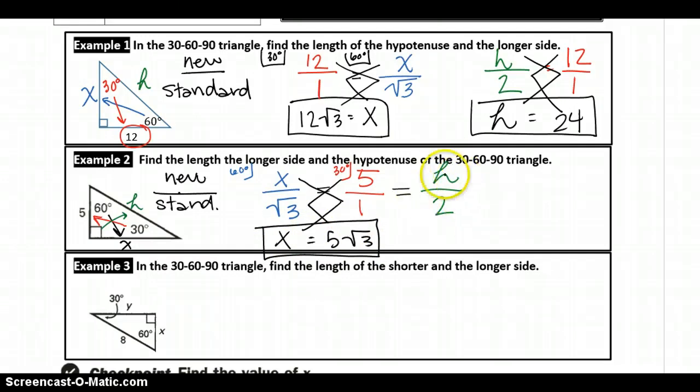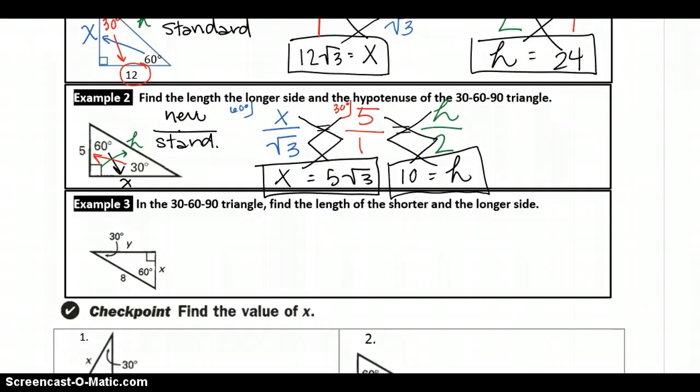And to solve for h, again I'm going to cross multiply 5 over 1 and h over 2. So 5 times 2 gives me 10, and h times 1 gives me h. So our hypotenuse has to be equal to 10. So we found both of our missing sides. Let's look at example number 3.